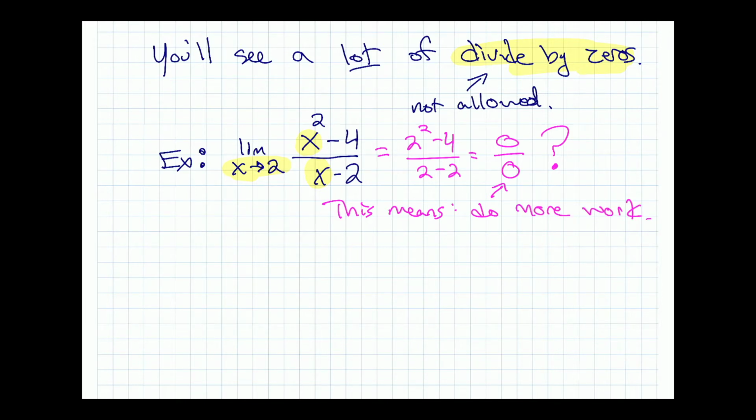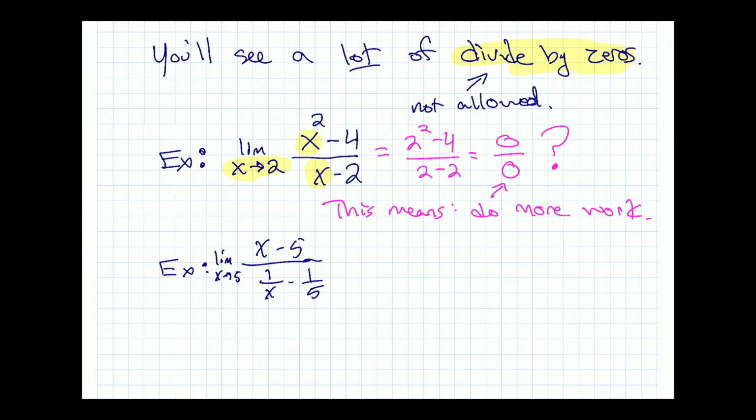Okay? And that's the kind of thing that you're going to see. You're going to see it like that. You're going to see it in other contexts. Like you'll see it like this: limit as x goes to 5 maybe, of (x minus 5) over (1 over x minus 1 over 5). Like that. It's really the same kind of issue, right?